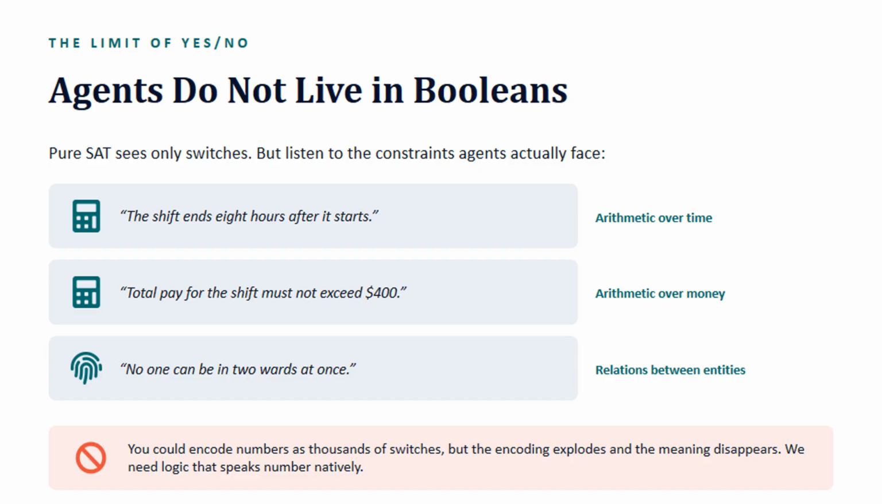In principle, you could grind numbers down into thousands of individual bits and feed them to a pure SAT solver, and for some domains people genuinely do. But for the kind of reasoning agents need, the encoding explodes, and worse, the meaning disappears. The solver would be pushing bits around with no idea it was ever talking about dollars or hours. What we want is a detective who can read the ledger, not just flip the light switches. We want logic that speaks number natively. And that brings us, at last, to the letter M.